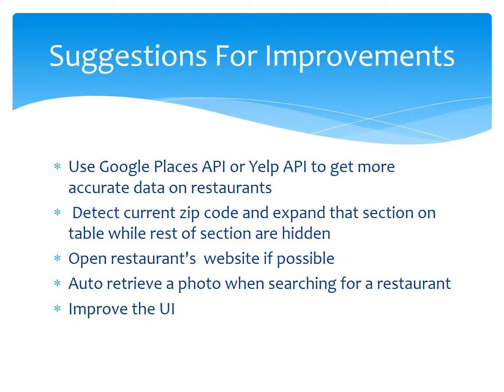The second thing is to detect the current zip code and expand that section on the table while the rest of the sections are hidden, which means if I'm in, let's say, the 85260 zip code, I only want to see that section expanded. The rest should be minimized, and I shouldn't be able to see the restaurants.